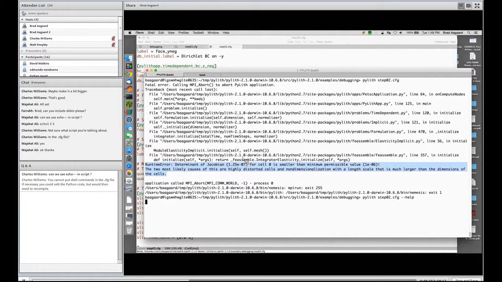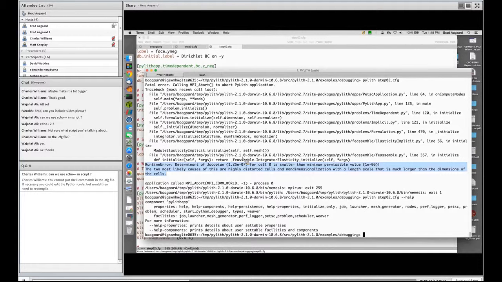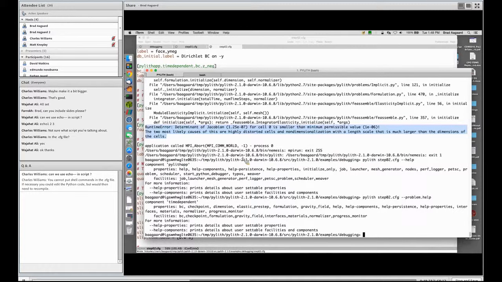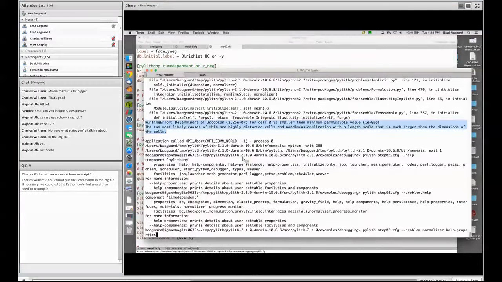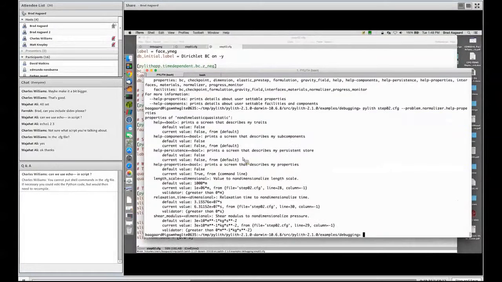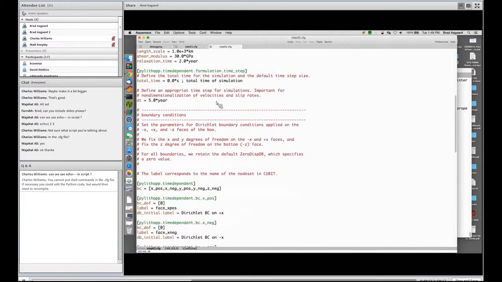I think the normalizer is the name of the component, so I think that's under problem. So there's my problem normalizer help dash properties. Here are my length scales. My length scale default value is a kilometer. My current value is a million, from line 28 of step02. So let's go up to line 28.